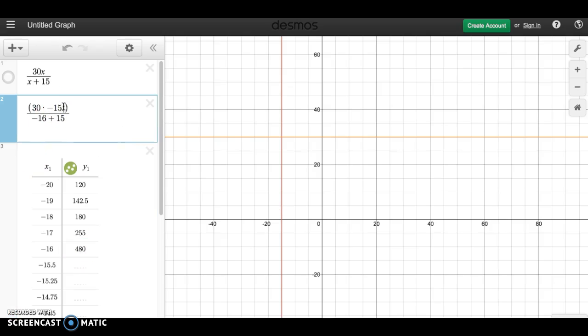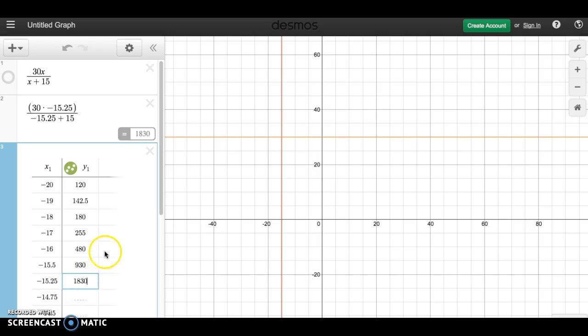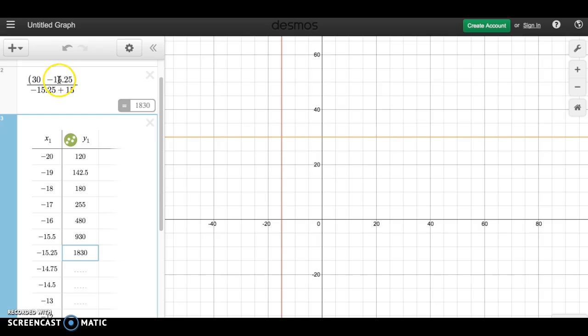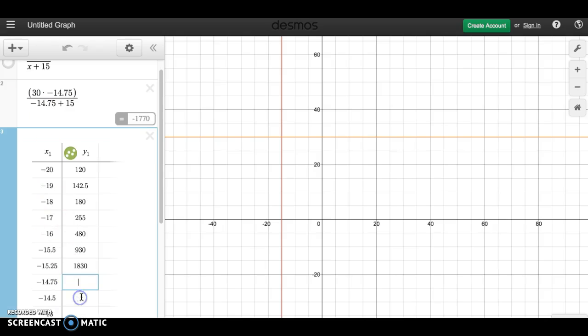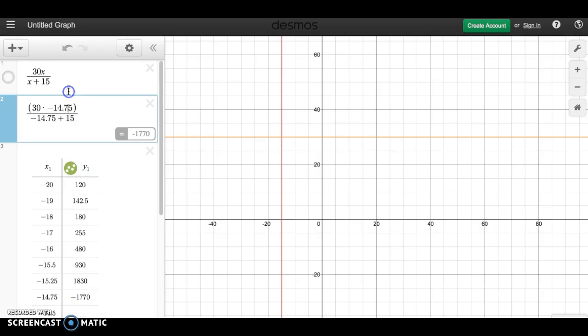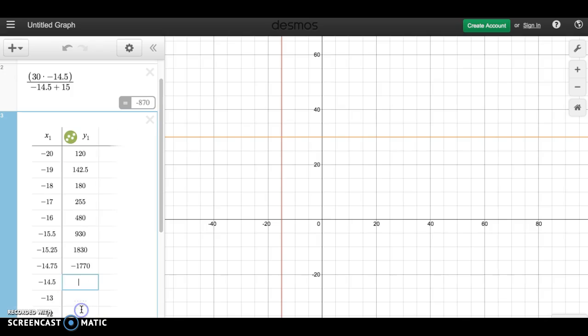Let's do negative 15.5 now: 930. Negative 15.25: 1830. See, that number is obviously really big. It must be going off to positive infinity. Then we're going to do negative 14.75: negative 1770. So we must have been coming up from negative infinity. Negative 14.5: negative 870.